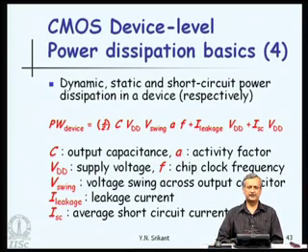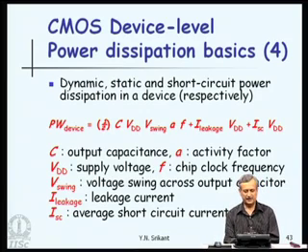How do we combine these three factors, and how do we model them to provide the total power consumption in the device? Power consumption in a device, P_device, has three parts. The first part, half C VDD V_swing A F, is the dynamic power dissipation. I_leakage times VDD is the static power dissipation, and I_SC times VDD is the short circuit power dissipation.